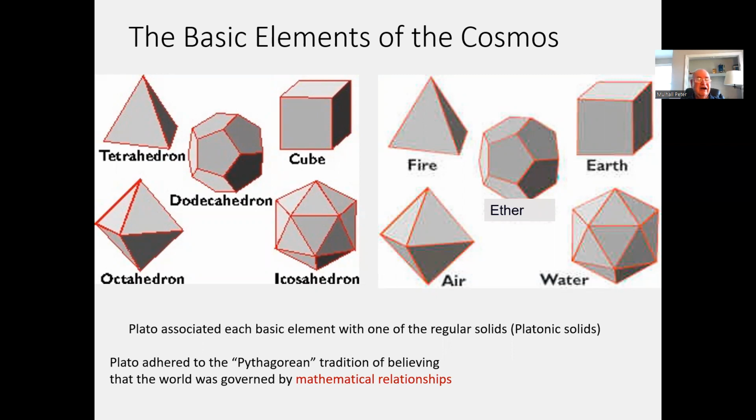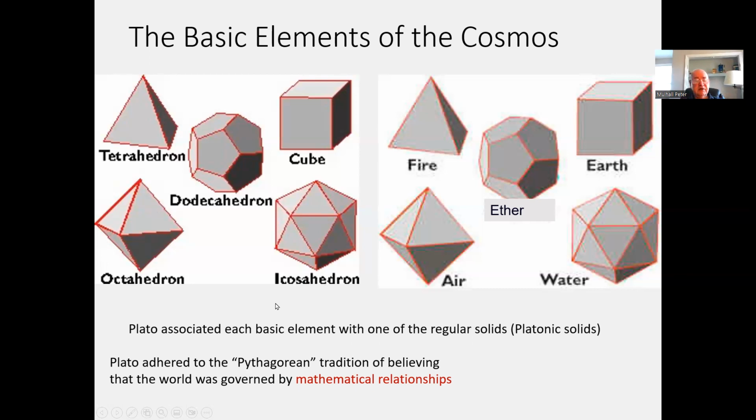mathematical equivalent of the so-called Platonic solids, the regular solids. Here we have the clunky cube, which was identified with Earth. And the sharpest, the tetrahedron, the 4-sided solid, with fire. The most round, the icosahedron, with water. And the octahedron with air. And this comes from Plato.